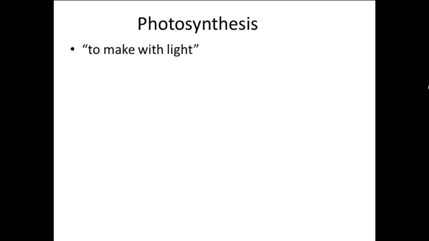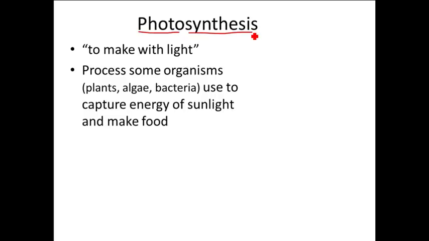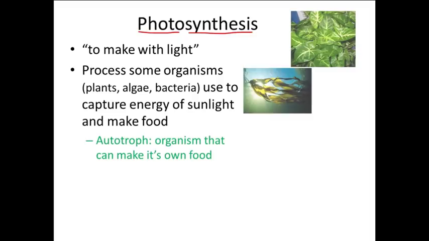Photosynthesis literally means to make with light. So photo is referring to light and synthesis means to make. This is the process that some organisms like plants, algae, and some bacteria use to capture the energy of sunlight and make food. We call these organisms autotrophs. So auto means self and troph is referring to feeding.